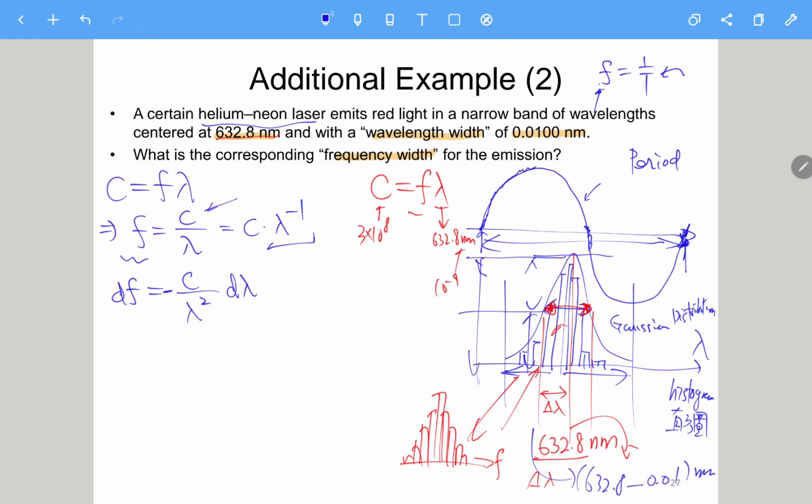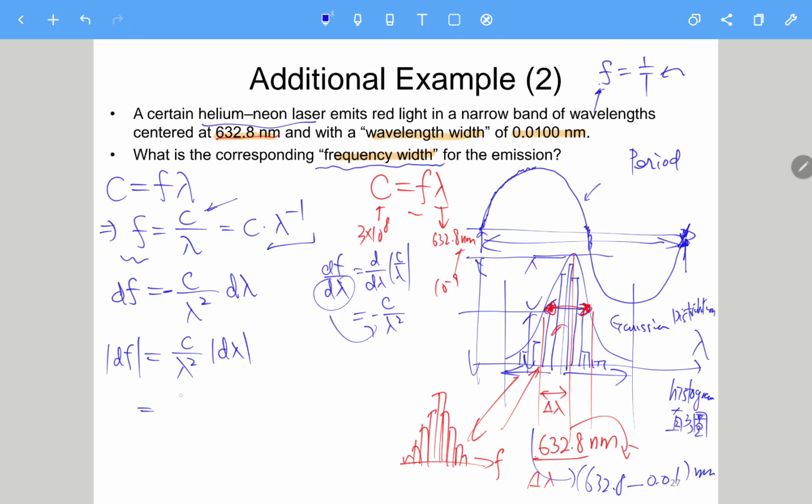Or if you're not familiar with it, you can regard it as df over d lambda. So f is actually c over lambda. Then here we have negative c over lambda squared, and then you move this one to the right side. Okay, so here when we consider frequency width, we don't really care about whether it is positive or negative. So we can just take the absolute value: df equals c over lambda squared times d lambda.